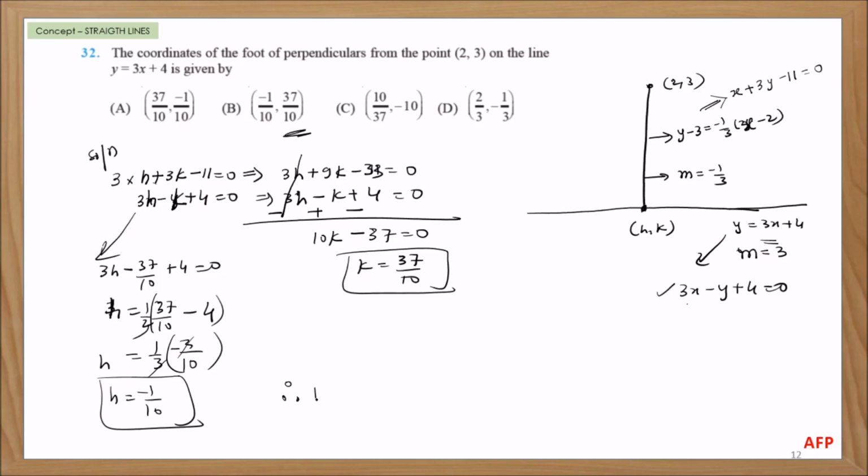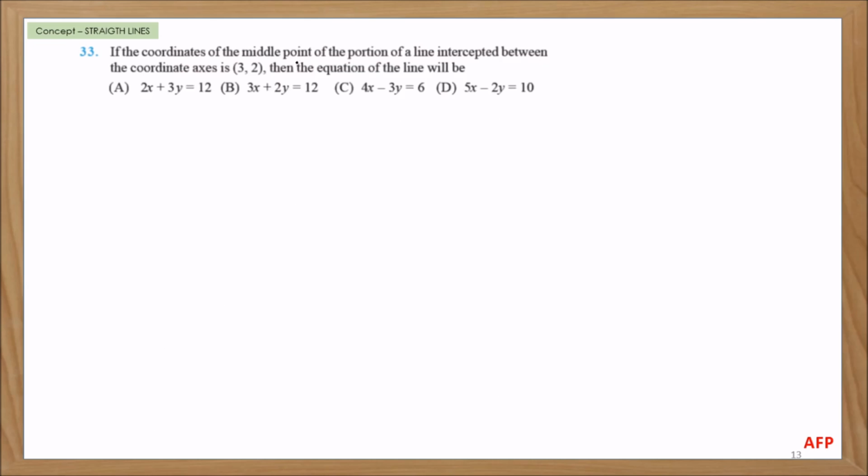So therefore h comma k is nothing but minus 10 by 10, 37 by 10 you are getting, which is nothing but B option. Next question. The midpoint of the portion of a line intercepted by the coordinate axes is given, find the equation. So very simple and simplified concept which we are having.